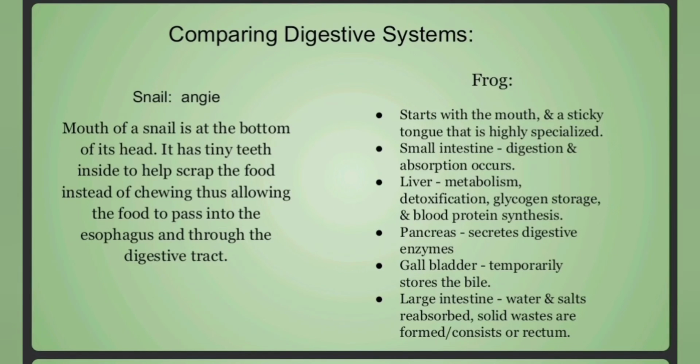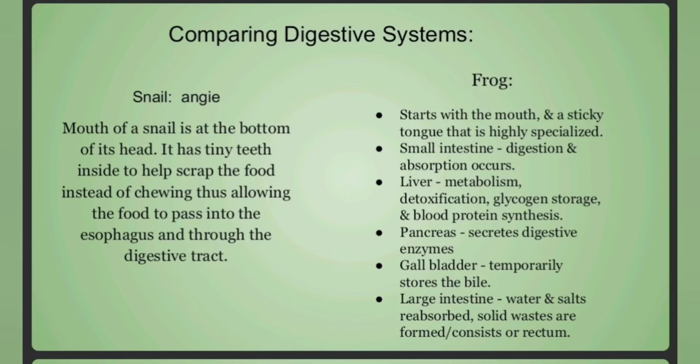The digestive system of the frog starts with the mouth. Food passes through the esophagus into the stomach and then is moved to the small intestine, which takes care of digestion and absorption. The liver and pancreas are the two large digestive glands. The liver helps with metabolism, detoxification, glycogen storage, and blood synthesis, while the pancreas is responsible for secreting digestive enzymes. The gallbladder temporarily stores the bile produced in the liver, and if not, the bile is transported to the small intestine through the bile duct.